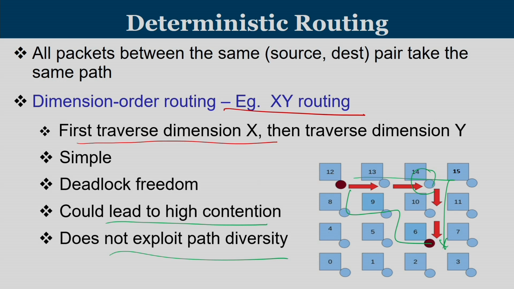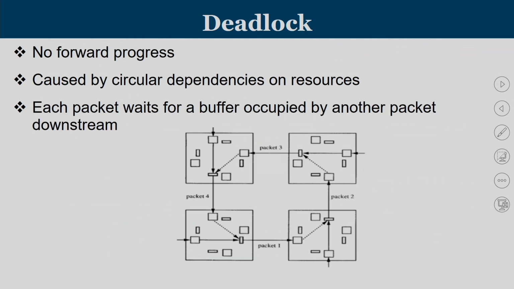We have to go with the contention and wait for a time till the contention is resolved. Now, we have already mentioned that dimension order routing is going to resolve deadlock. What is actually a deadlock? Deadlock is a scenario where a set of packets are mutually waiting for each other. Let us try to understand how this happens.